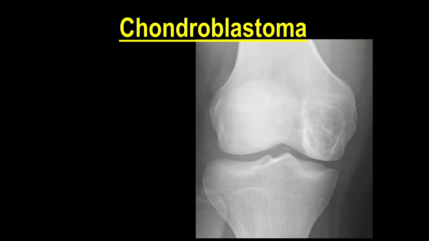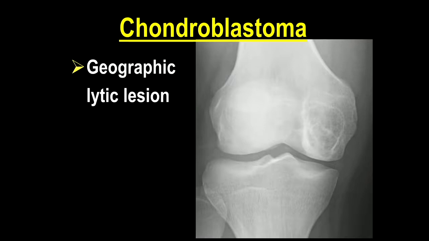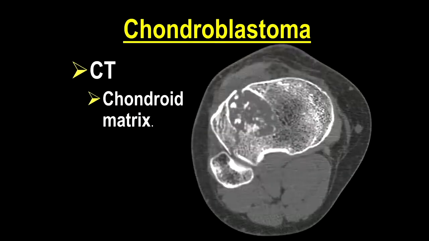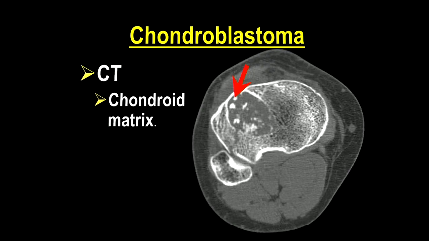Moving on to chondroblastoma. Chondroblastomas are classically geographic lytic lesions that occur in the epiphysis of young patients. So when you see a lytic lesion in the epiphysis of a kid or young adult, think about chondroblastoma. Chondroblastomas on CT will have a characteristic chondroid matrix in most cases, and this is easiest to see on CT.